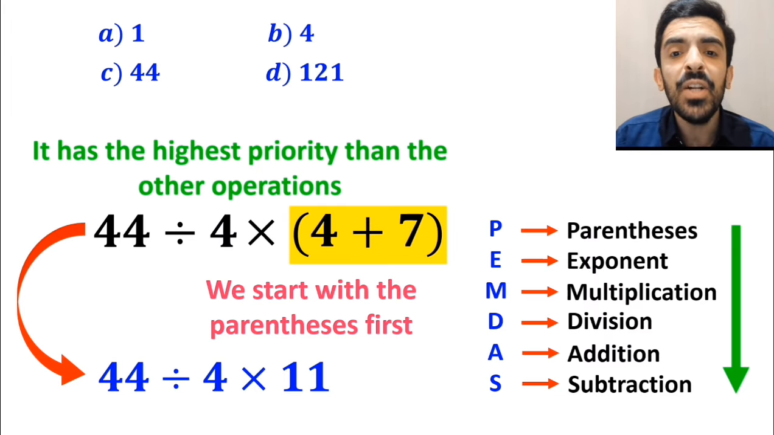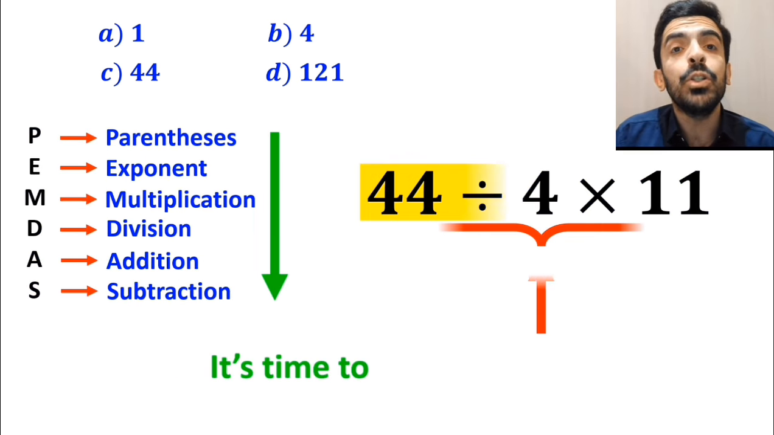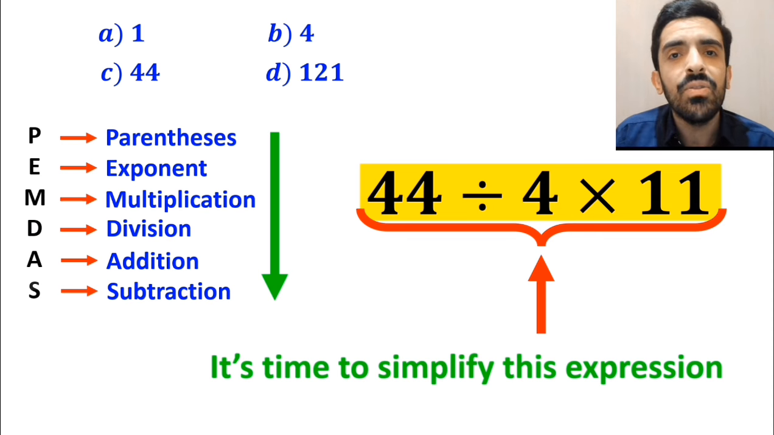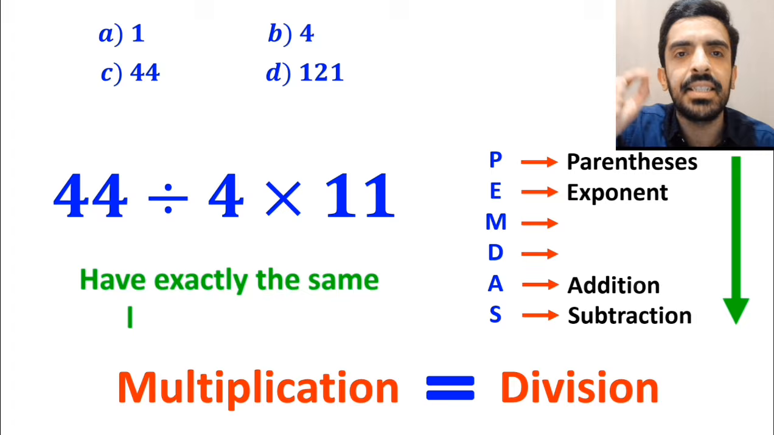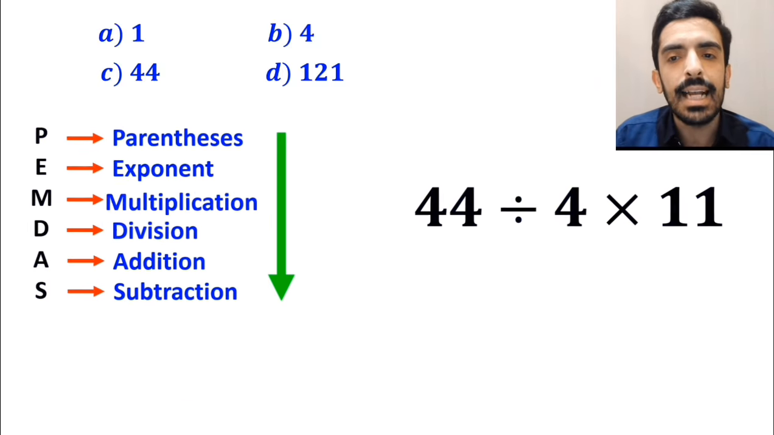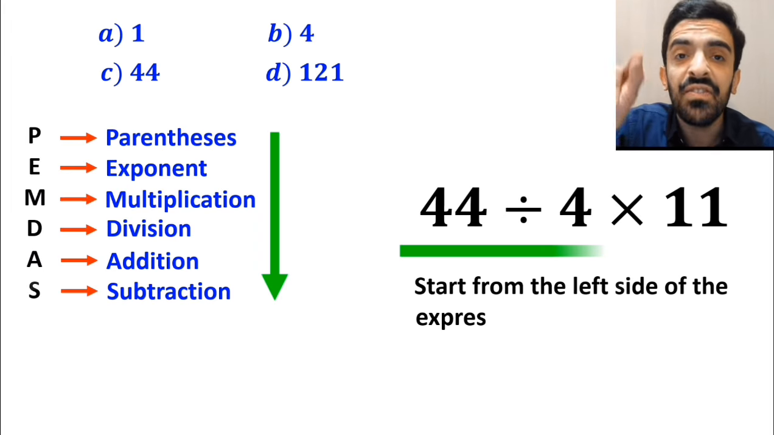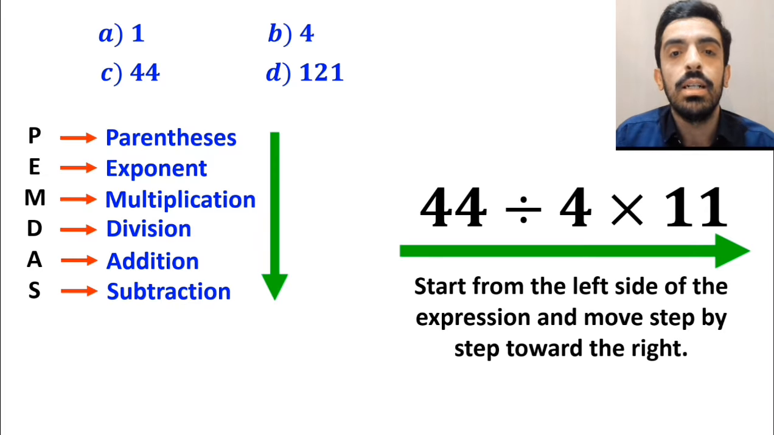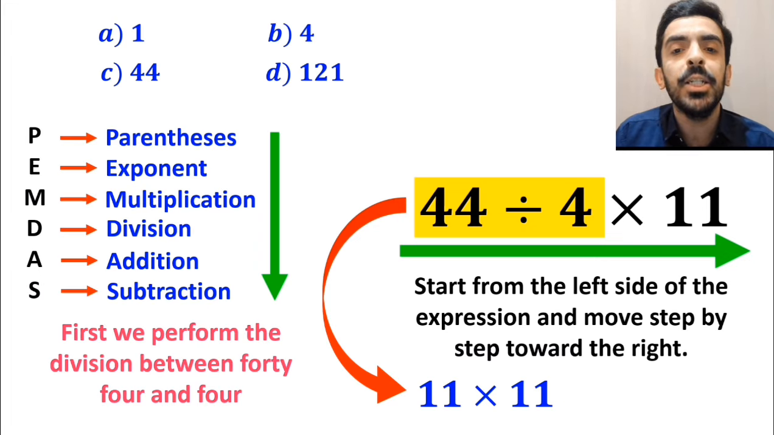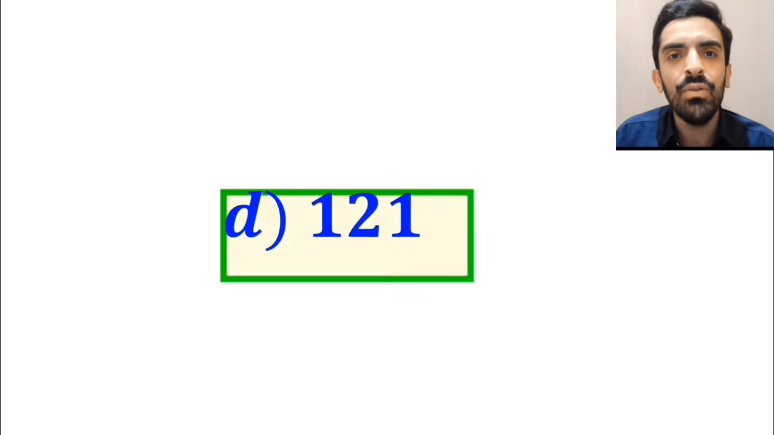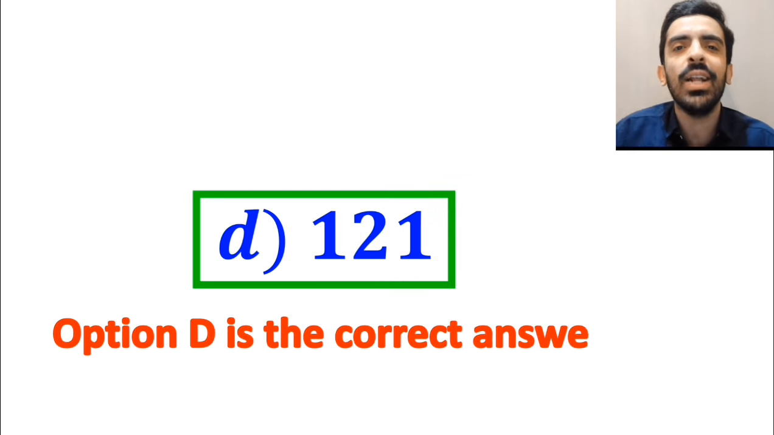Okay, this expression simplifies to 44 divided by 4 multiplied by 11. Now, it's time to simplify this expression. It's very important to note that in the PEMDAS rule, multiplication and division have exactly the same level of priority. In this case, all we need to do is to start from the left side of the expression and move toward the right. So, first we perform the division between 44 and 4, which simplifies this expression to 11 multiplied by 11. And finally, the value of this expression will be 121. Therefore, option D is the correct answer to this question.